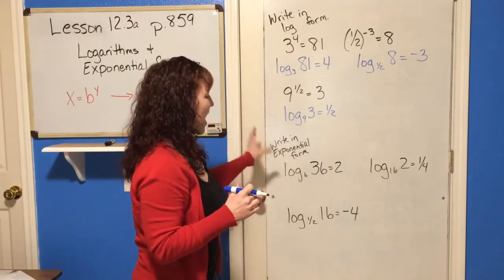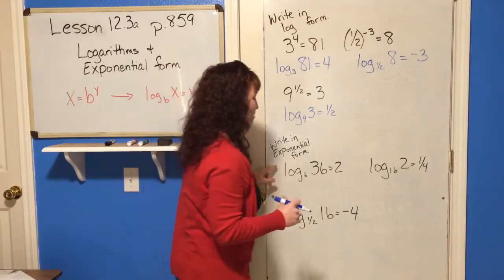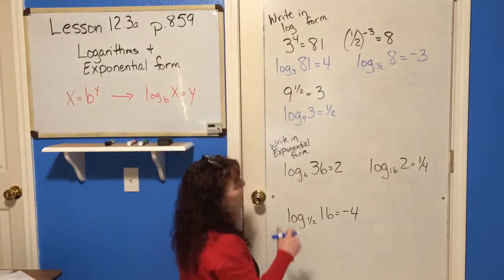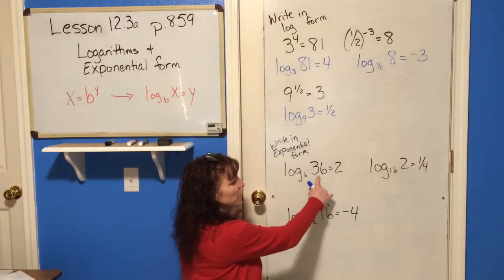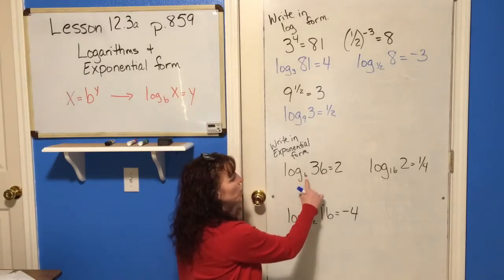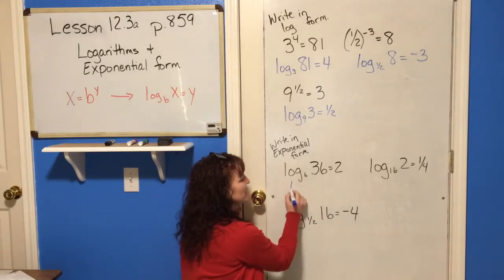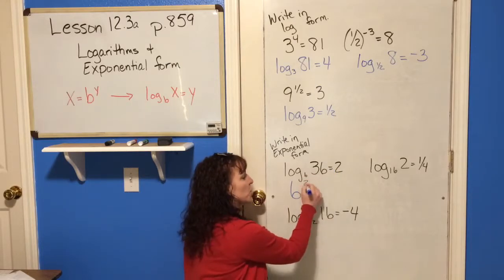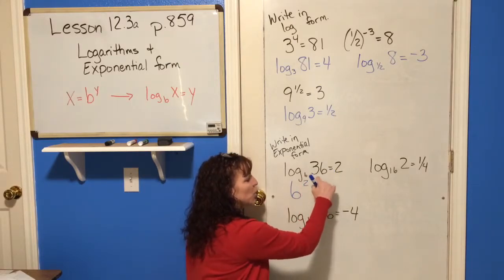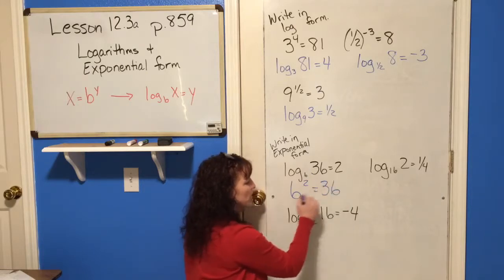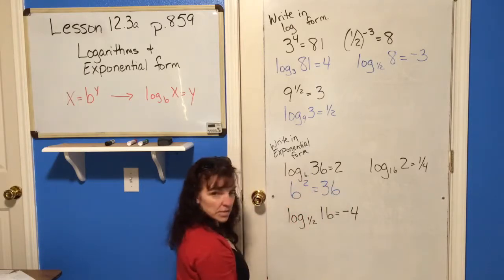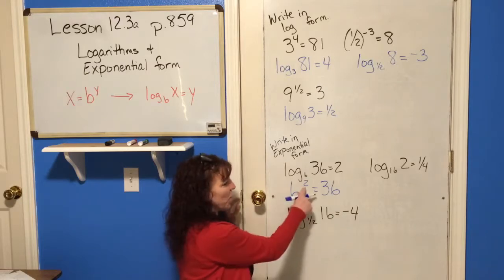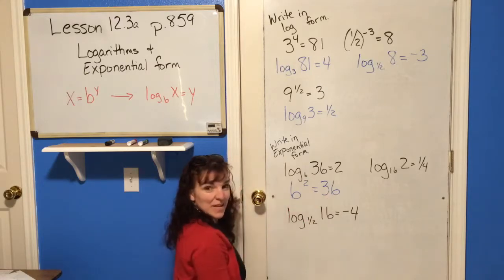Let's write these in exponential form. We have log form, and we know that log base 6 of 36 equals 2. So we know the base is 6, and the answer, remember, is the exponent. So 6 squared equals the number we're taking the log of: 6 squared equals 36. That makes sense, right? 6 squared is 6 times 6, which is 36.